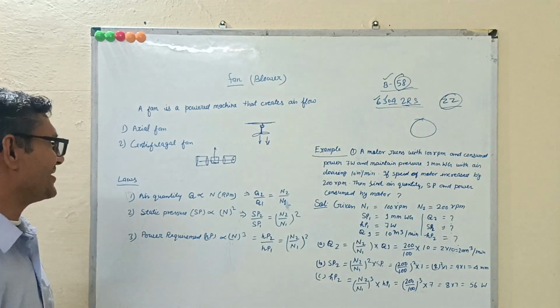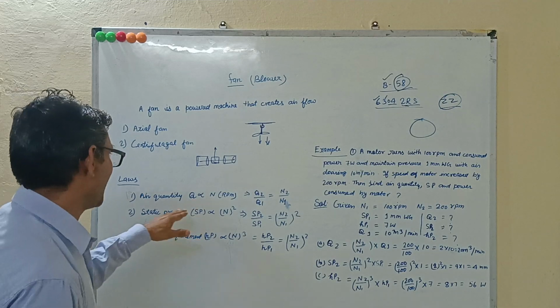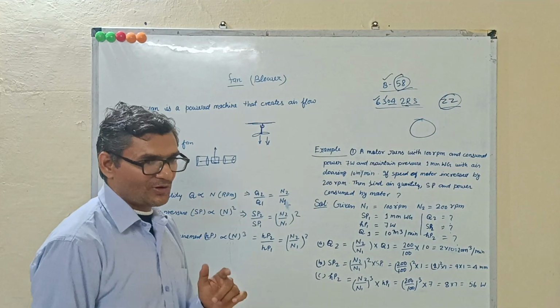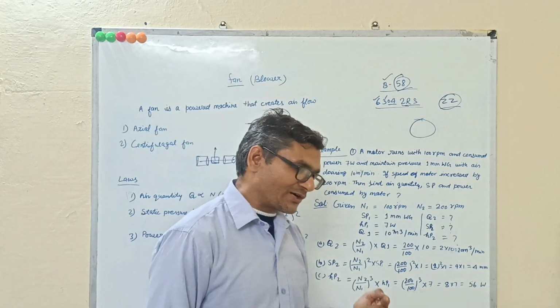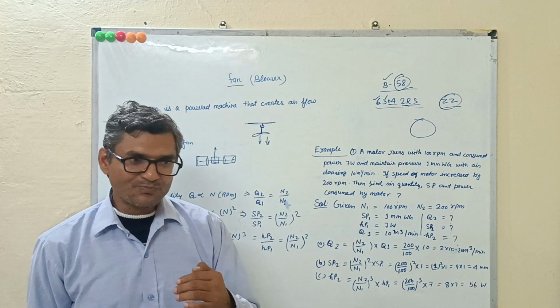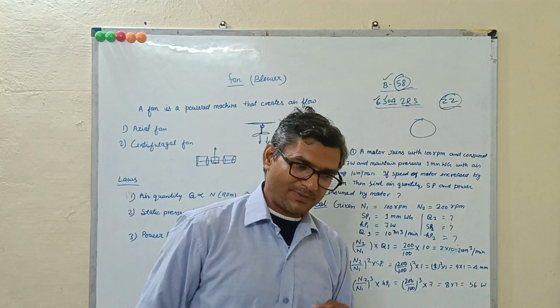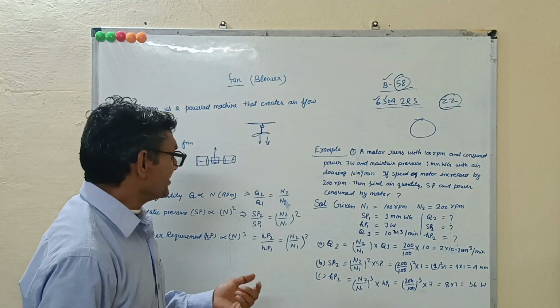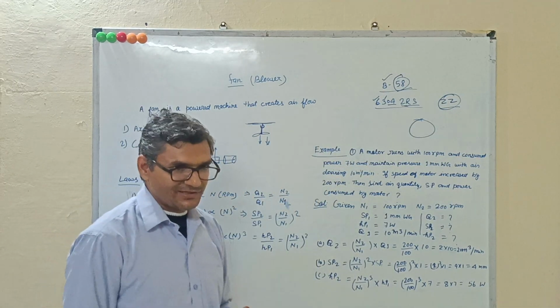By the formula, first I will tell. Suppose air quantity is directly proportional to RPM. Means if we want to increase air quantity, we should increase the speed of the motor or RPM of the motor. Suppose we want to decrease, then what?